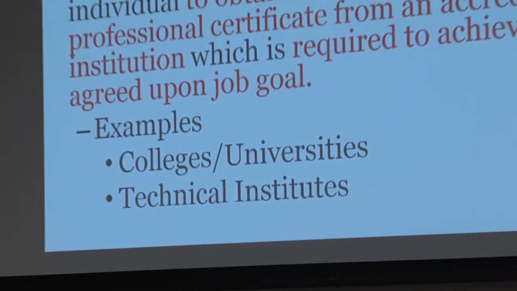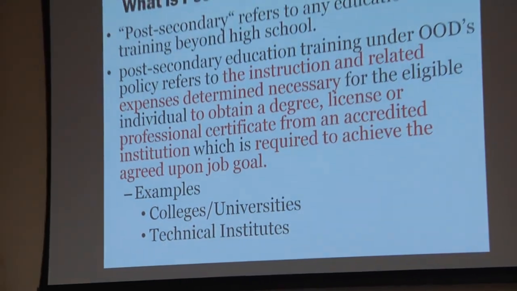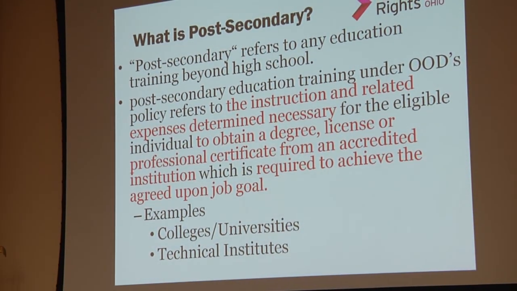So post-secondary education refers to education training beyond high school under OOD. It refers to the instruction and related expenses determined necessary for the individual to obtain that degree, like I said. Training can be colleges, universities, technical institutions, and things like that. If not going into educational training, then the individual will be able to receive job development, where they will get assistance with applying for jobs, job coaching, and things like that as well.